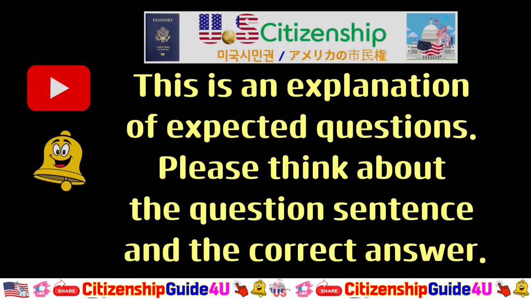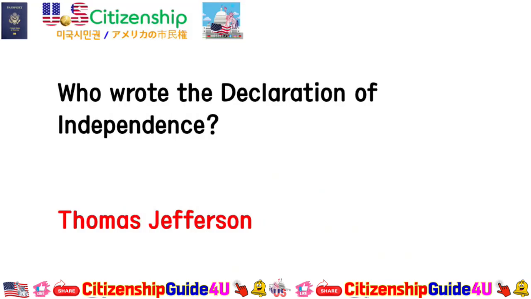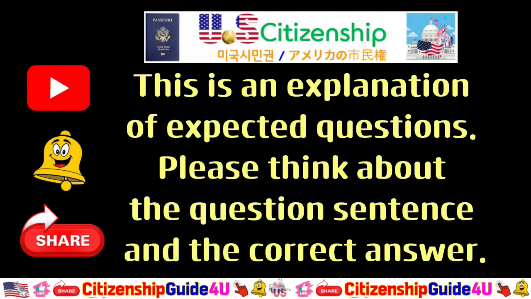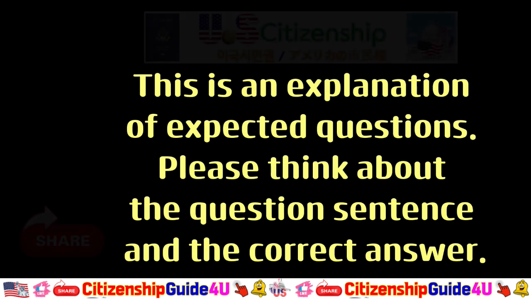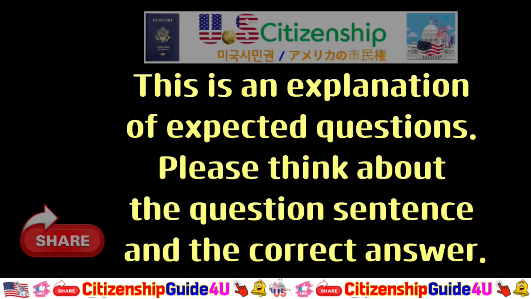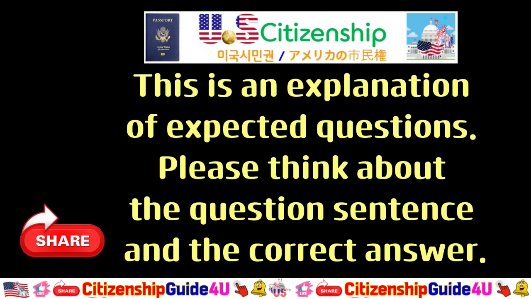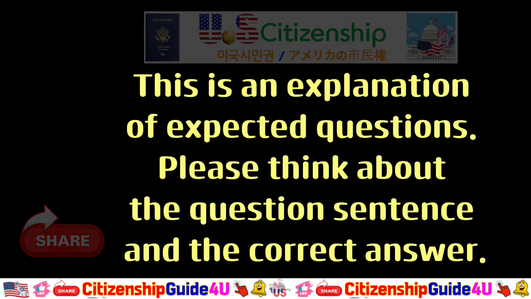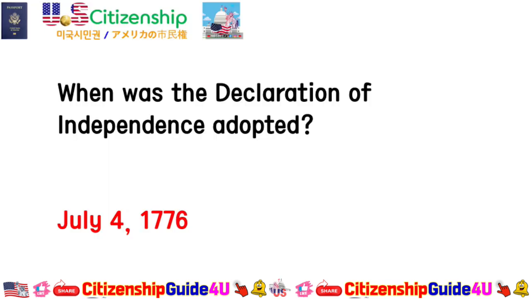The Declaration of Independence was primarily written by Thomas Jefferson, a delegate from Virginia. Who wrote the Declaration of Independence? Thomas Jefferson. The Continental Congress formally adopted the Declaration of Independence on July 4, 1776. This date is now celebrated annually in the United States as Independence Day. When was the Declaration of Independence adopted?